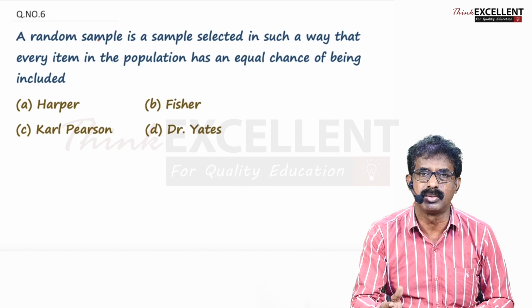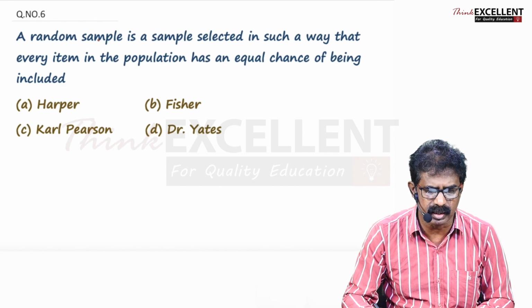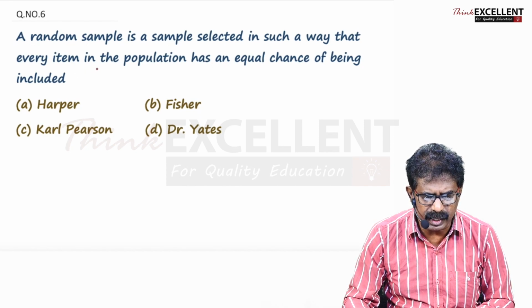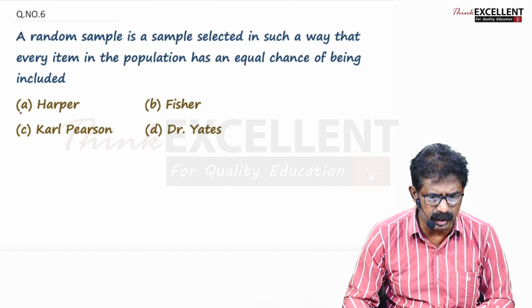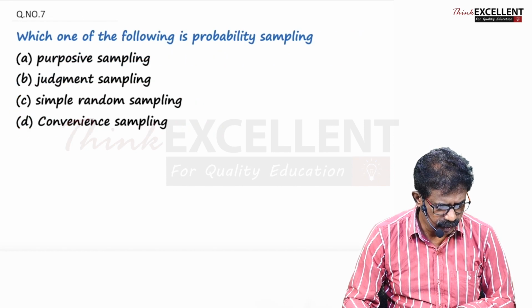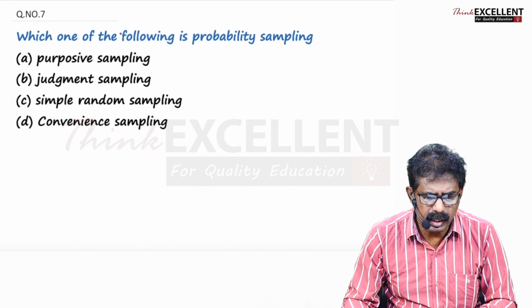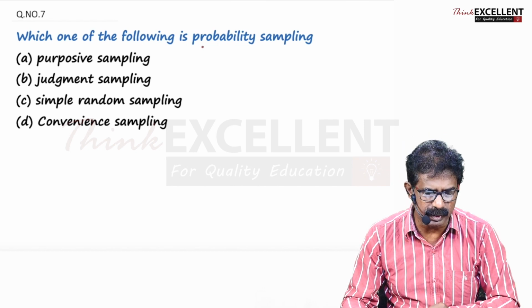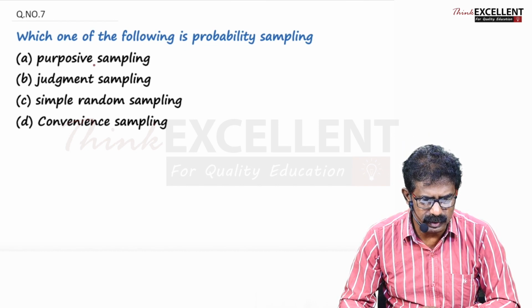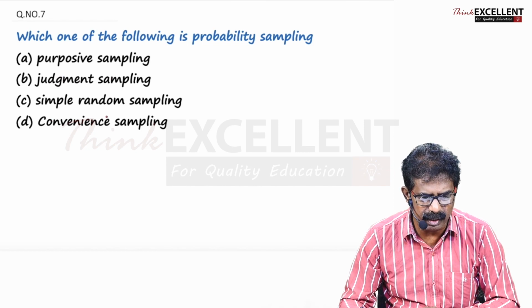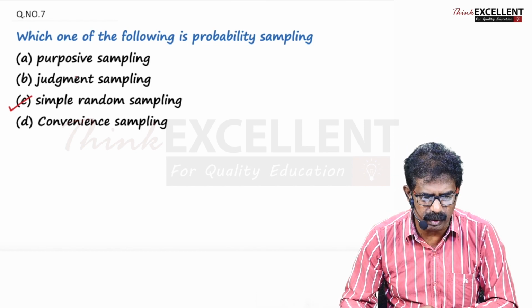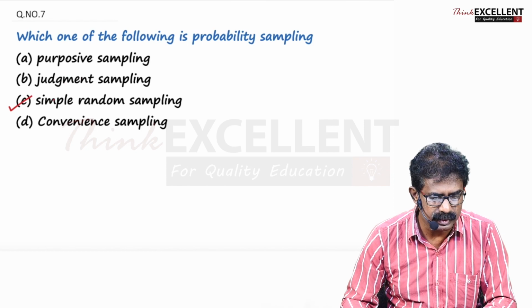Then question number 6. A random sample. What is a random sample? A lot of statisticians have given definitions, and this definition: a random sample is a sample selected in such a way that every item in the population has an equal chance of being included, is defined by Harper. Okay, just remember that. The next one, which one of the following is probability sampling? Probability sampling, that chances must be equal, right? So purposive sampling, judgment sampling, convenience sampling, no, it should be simple random sampling. Okay, chances are equal. So probability sampling, it is simple random sampling.